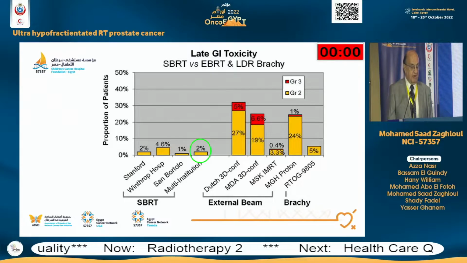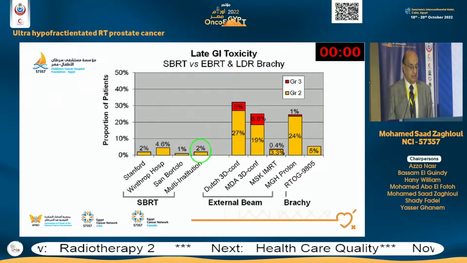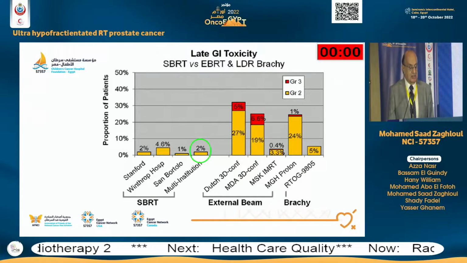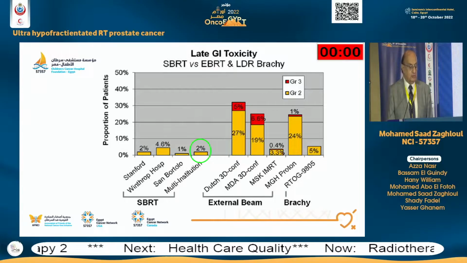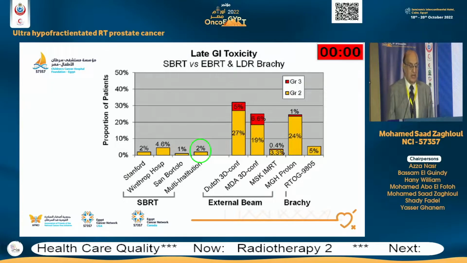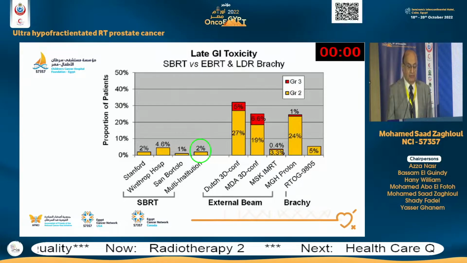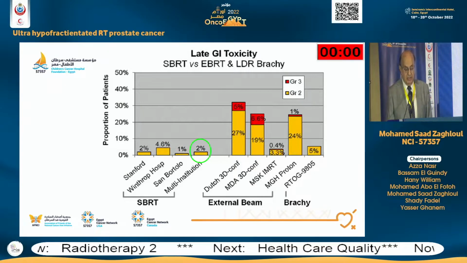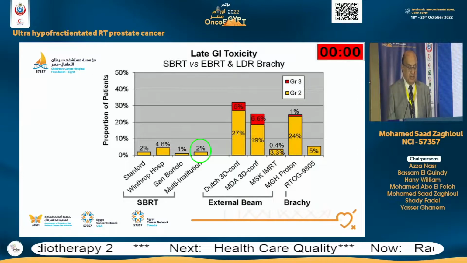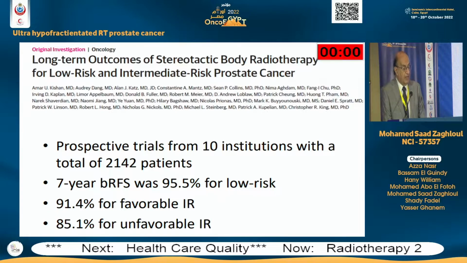Here is the very minimal toxicity of the CyberKnife. Mainly, it is grade 2, ranging from 1 to 4.6%, while for the external beam, it is more than 30%, and there is some grade 3. The brachytherapy is 5%, so it's still better with the CyberKnife.